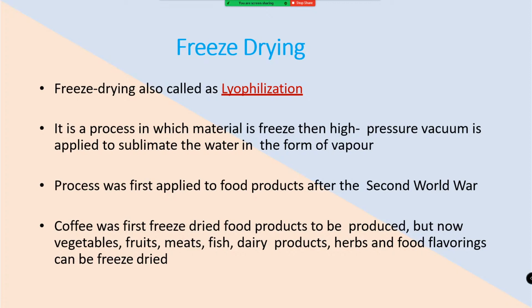My topic is freeze drying. Freeze drying is also called lyophilization. It is a process in which material is frozen, then a high pressure vacuum is applied to sublimate the water in the form of vapor. Coffee was the first freeze-dried food product to be produced, but now vegetables, fruits, meats, fish, dairy products, herbs, and food flavorings can be freeze-dried.